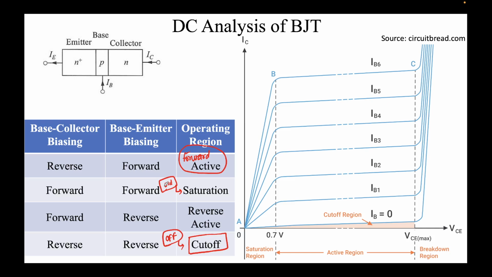This diagram illustrates all these four regions. Okay, let's first start with cutoff. In cutoff, as I told, negligible current is flowing. This is what is known as the output characteristics. Output characteristics means I'm denoting IC, the collector current, because that's where we usually take the output from, versus the VCE.